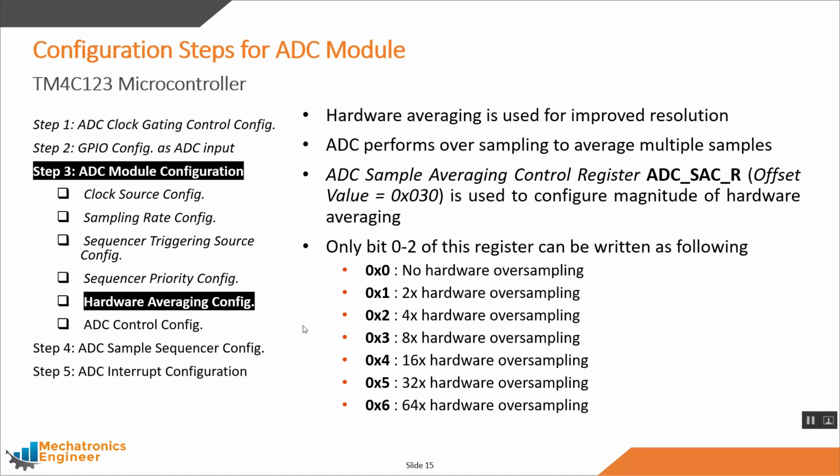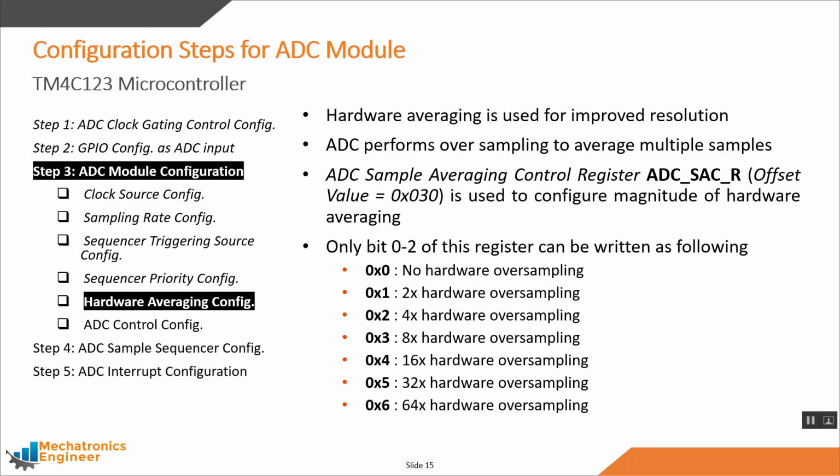Hardware averaging configuration. Hardware averaging functionality is used for improved resolution, and that can be achieved by configuring the ADC sample averaging control register that has an offset value of hex 030.